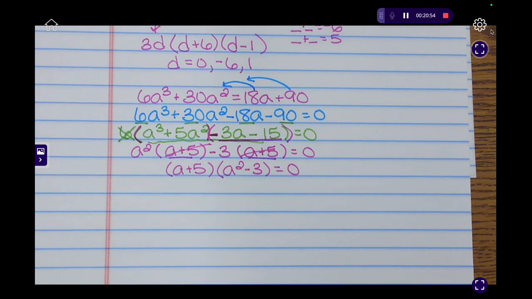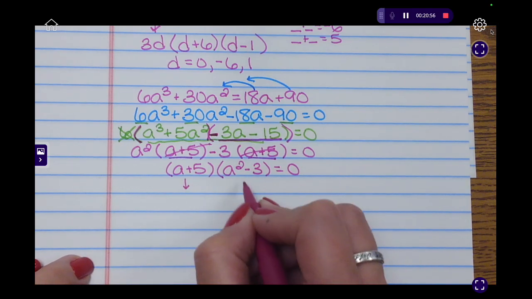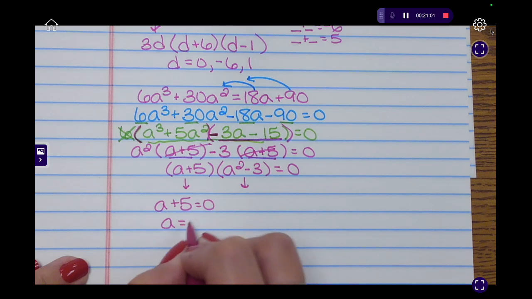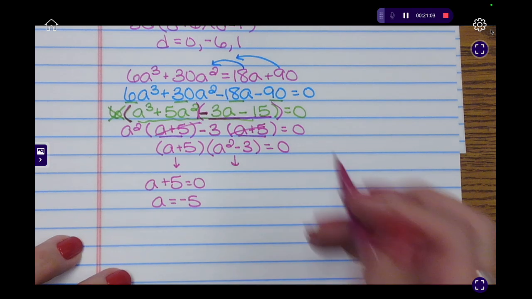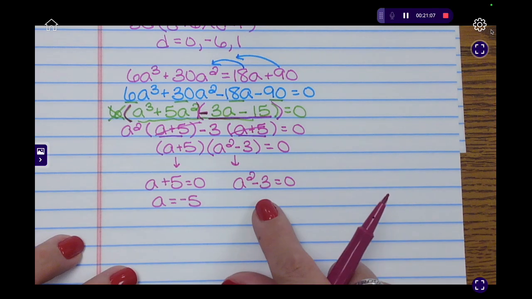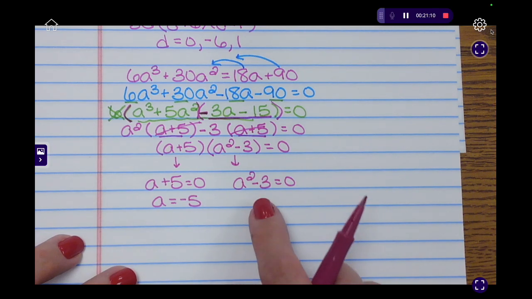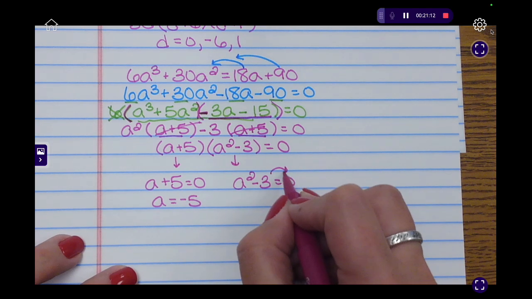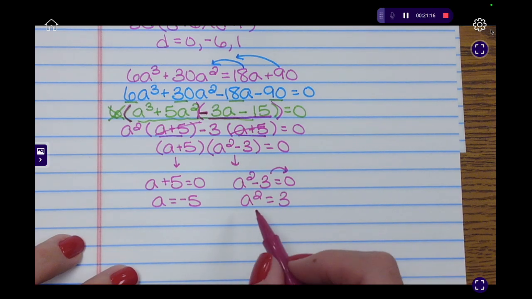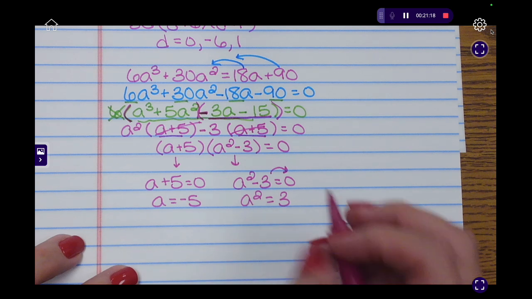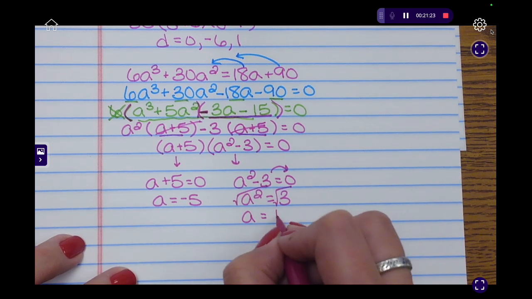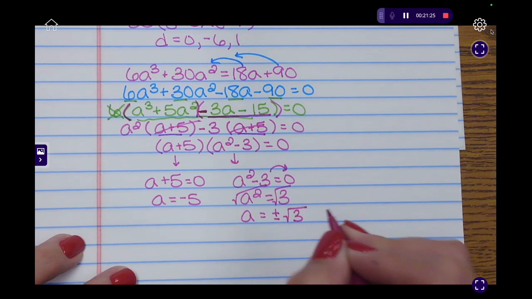So now looking at this, remember, I set each one equal to 0 and solve it. So this one's pretty easy. That one's going to give me a negative 5. But looking at this one, it's an a squared. I can't factor that anymore, so I do need to solve that. Here I can move the 3 over. And then this is where the square roots come into play. Remember, to get rid of a squared, I would square root both sides. So that would give me plus or minus the square root of 3.